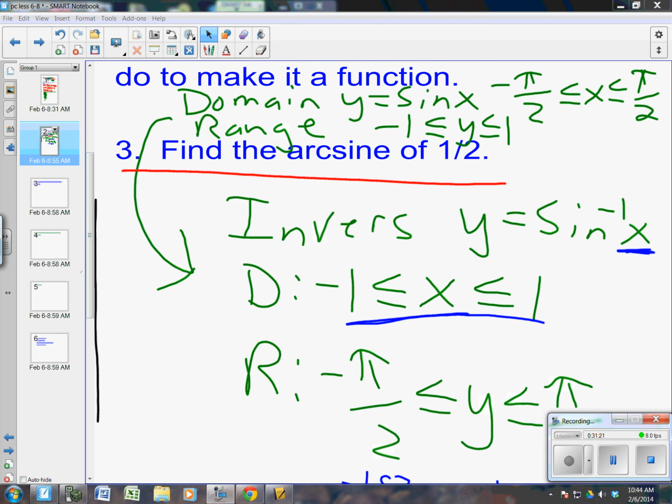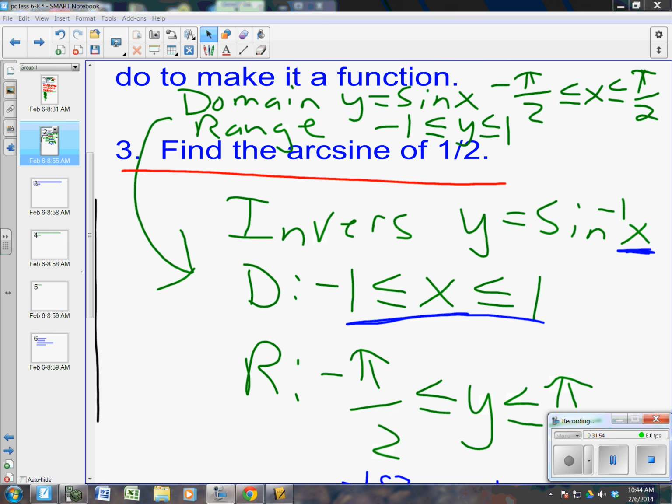What am I essentially asking when I say find the arc sine of 1/2? I'm saying the sine of what angle is 1/2? So if we're going to give the answer in radians, what would the answer be? Pi over 6. If it's in degrees, what would the answer be? 30. So it depends on what they want your answer in. So pay attention to that on your assignment today and then on the test. So all it's asking for is 30 degrees.